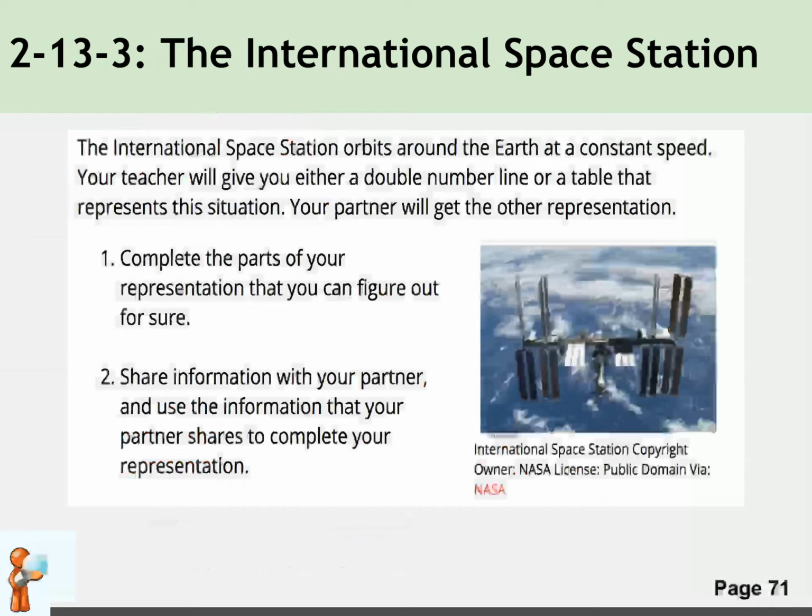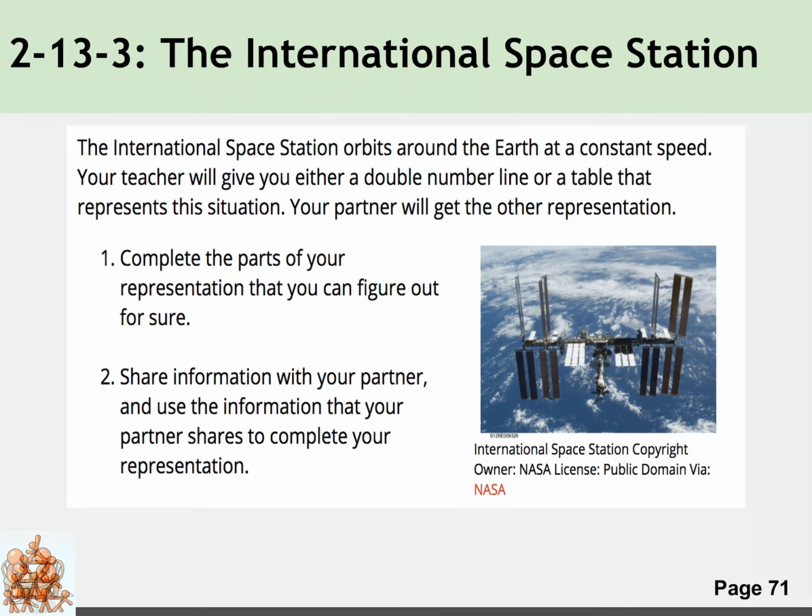So, the International Space Station orbits around the sun. No, take that back. It orbits around the Earth, not the sun. We orbit around the sun. It orbits around the Earth at a constant speed. So, obviously, you're not in my classroom, so I can't give you a double number line or a table. So, we're going to talk about both. We're going to complete the parts that we can figure out and share it with our partner.